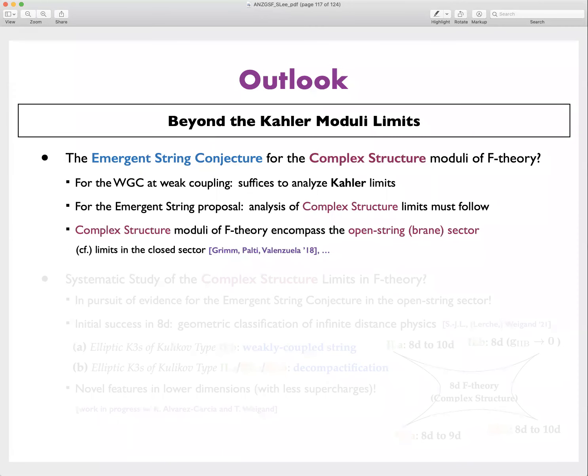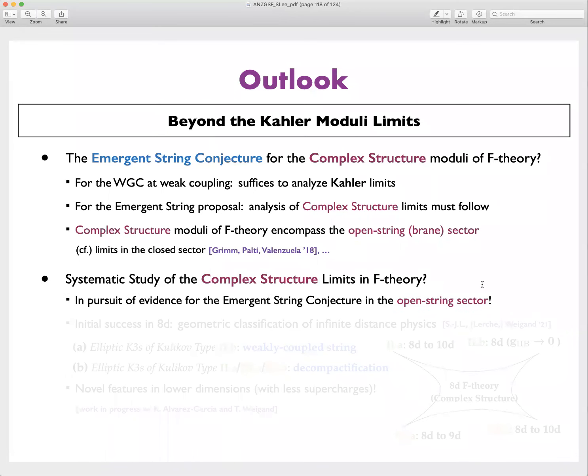Now, what's even nicer about F theory is that the complex structure data govern not only the shapes of the internal space itself, but also, so to speak, the open string sector, which is for the internal brane configurations. In fact, the limits in the closed string sector of type 2 theory had been systematically studied in the literature, but less was known about the open string sector, at least until a year ago. So having fairly well understood the Kahler limits, we started a long-term program for systematically studying the complex structure limits in F theory. And as already mentioned here, this is in pursuit of addressing the emergent string conjecture, even in the open string sector. So where are we?